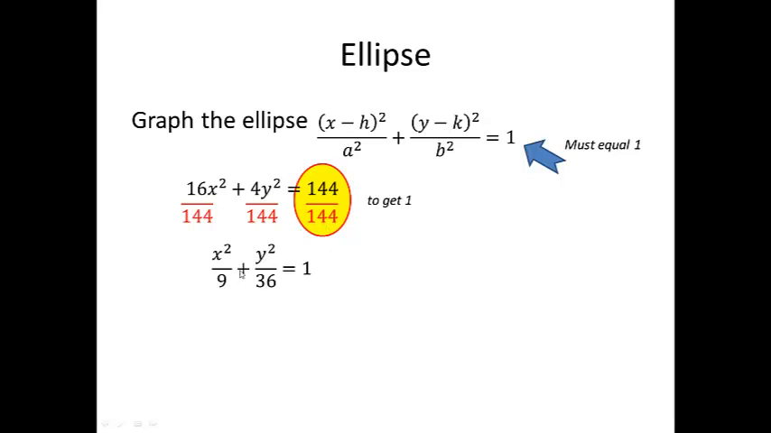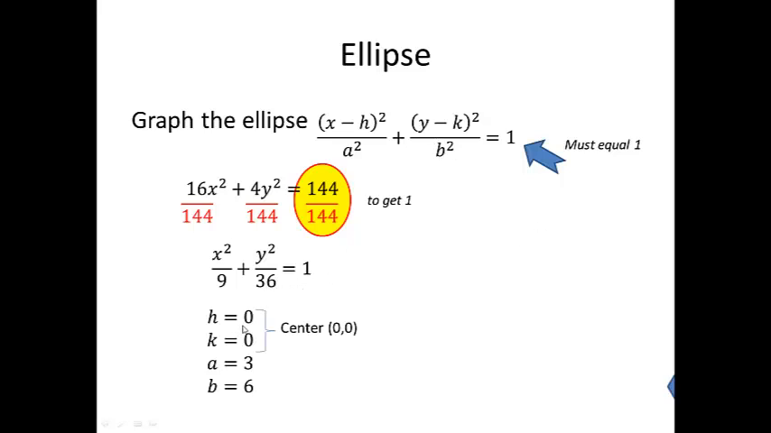We have A, we have B, we have H, and we have K. H is 0, right? If we put a 0 here, we get x minus 0 squared. That's what this is. And y minus 0 squared, that's what this is. And A is 3 because 3 squared is 9. And 6 squared is 36.